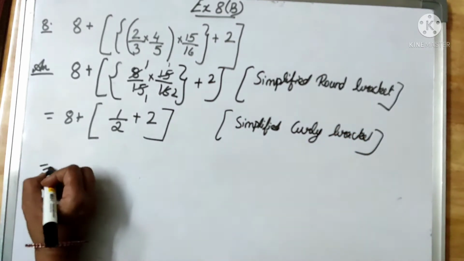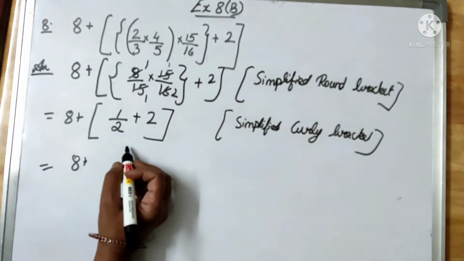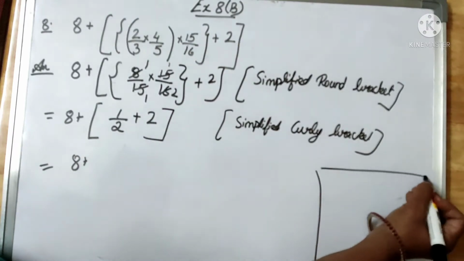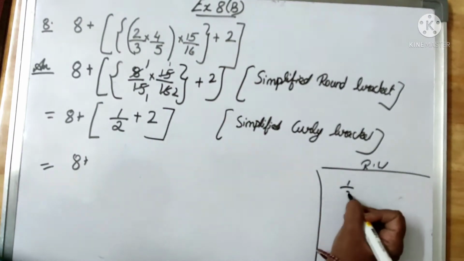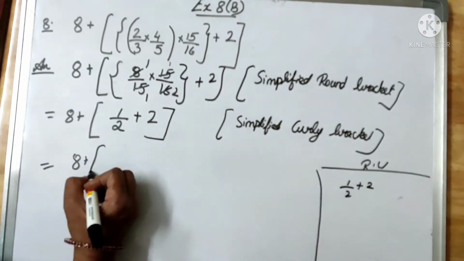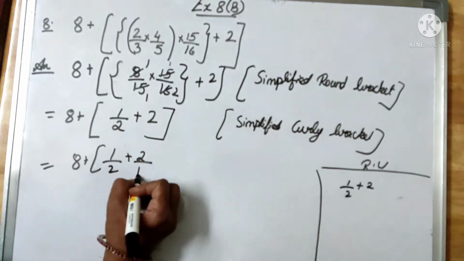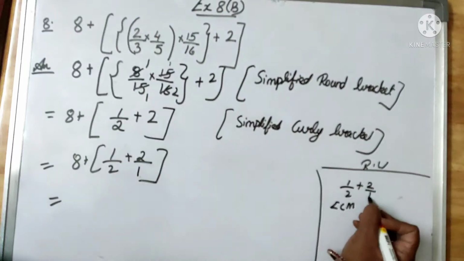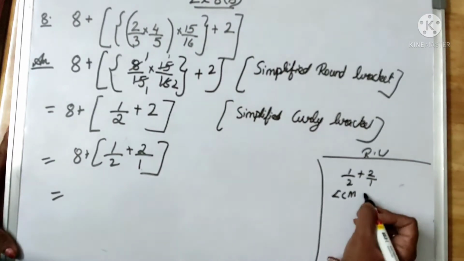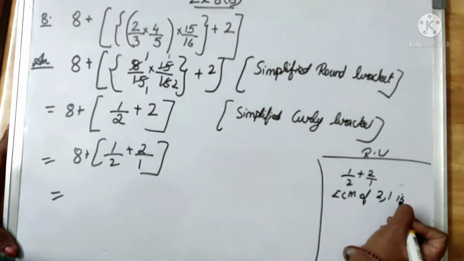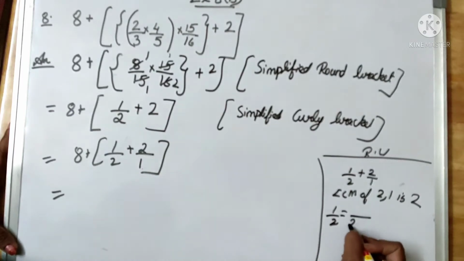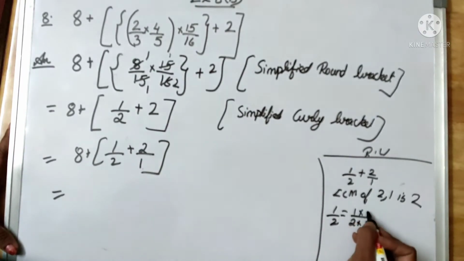Now, in the next step, 8 plus 1 by 2 plus 2. Here I have to evaluate this expression. Now, in the rough column, you can do 1 by 2 plus 2. That means I can write 1 by 2 plus 2 by 1. Now, you have to take out the LCM of 2 comma 1, which comes out to be 2. Now, 1 by 2 will have the same denominator, 2 into 1, 1 into 1. So, it comes out to be 1 by 2.